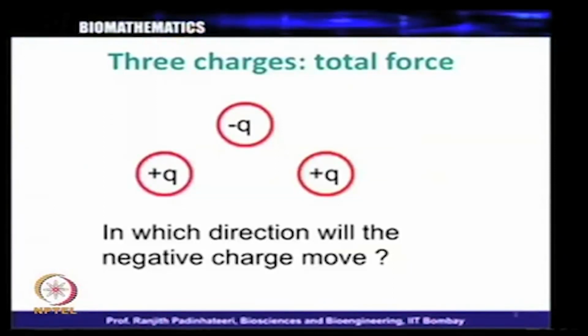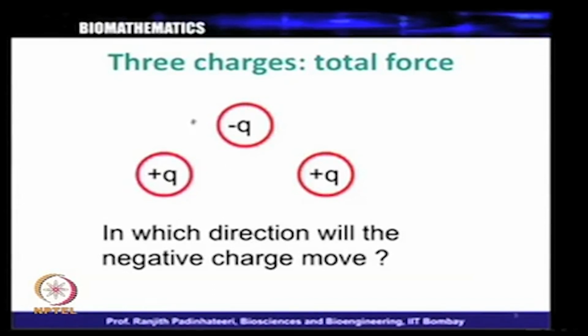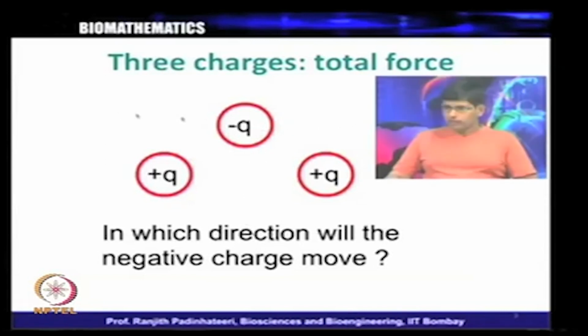So, let us see what question we were asking, just to remind ourselves. This lecture is vectors part 2, and the question is basically about three charges and calculating the total force. The aim is to understand that if you have this negative charge and two plus charges, in which direction will the negative charge move? Will it move this way, this way, or this way? In which direction will it move? That is exactly what we are trying to answer.